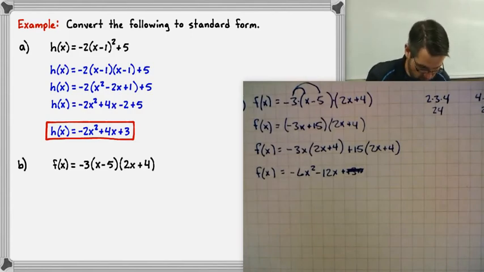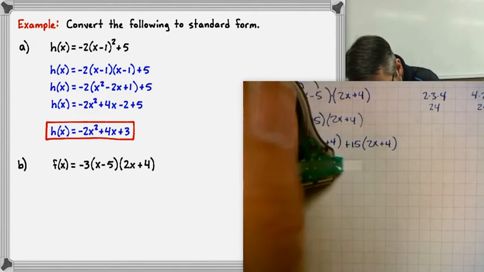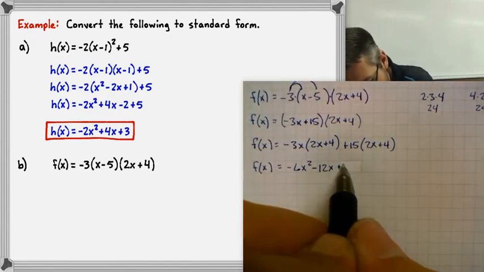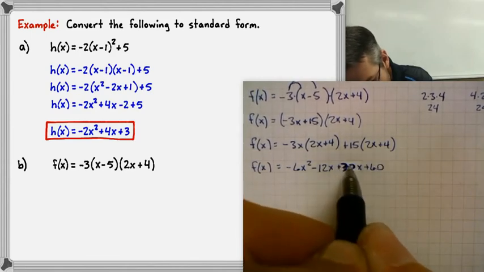Whoops, if I could write. Let me fix that with my whiteout. Cover that up here. So we end up with 30x. Uh-oh, that didn't work out very well. 30x plus 60.